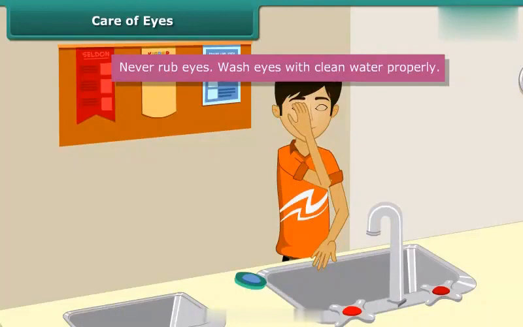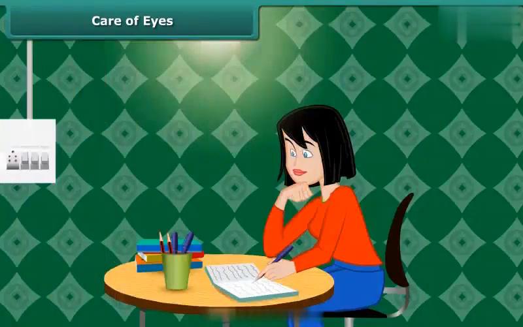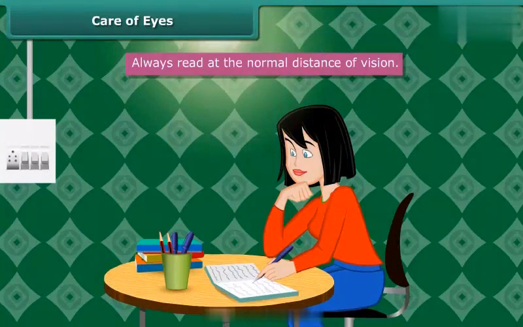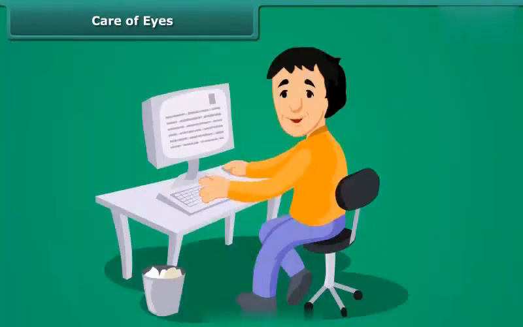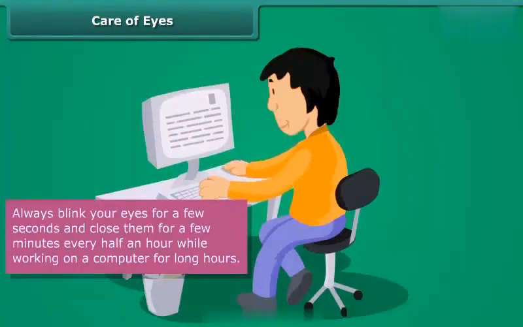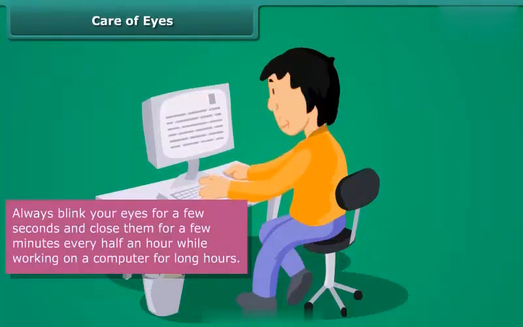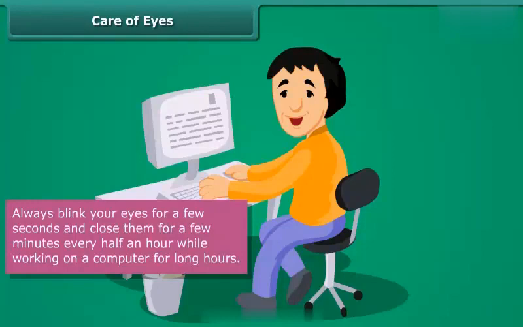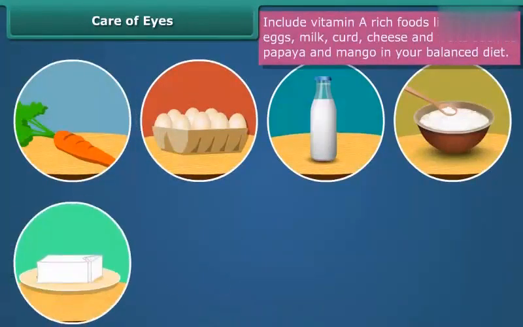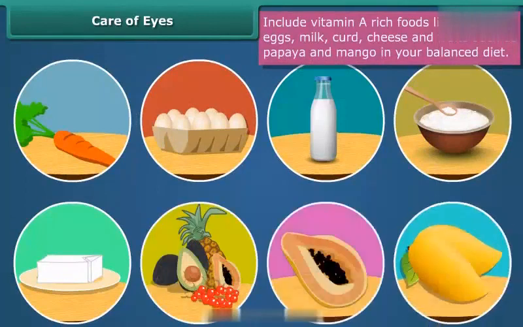Never rub eyes. Wash eyes with clean water properly. Always read at the normal distance of vision. Always blink your eyes for a few seconds and close them for a few minutes every half an hour while working on a computer for long hours. Include vitamin A-rich foods like carrots, eggs, milk, curd, cheese, and fruits such as papaya and mango in your balanced diet.